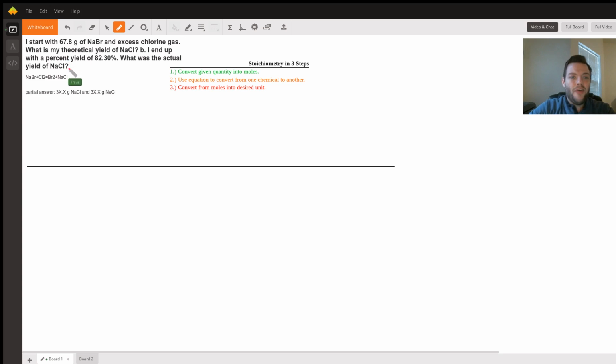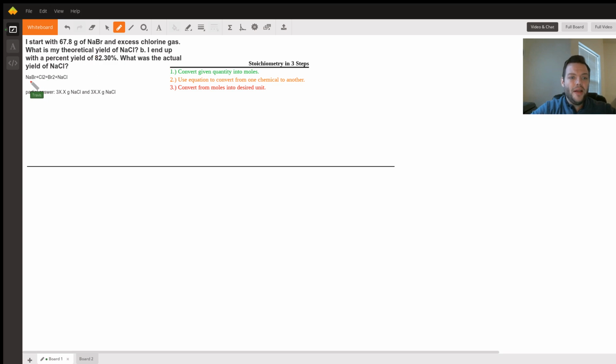Looking at the problem that's been provided to us here, it's giving us an amount of sodium bromide, and it's asking for a different amount of sodium chloride. That means this is going to be a stoichiometry problem. In chemistry, stoichiometry is just a fancy word meaning cooking with chemistry. And in order to make sure that we're doing our stoichiometry correctly, we have to have a balanced chemical equation. So let's start with that.